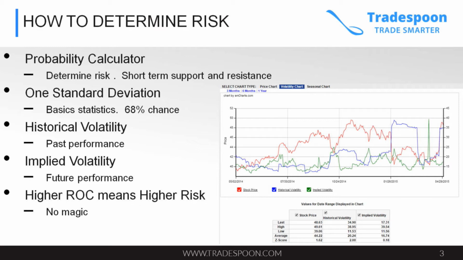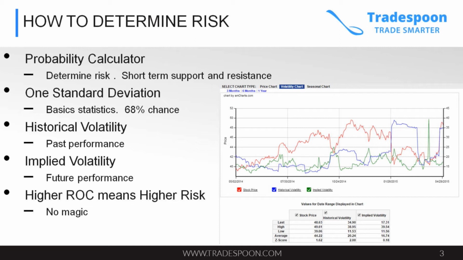What other tools are we using? One is the historical volatility. It shows you how the stock behaved in the past and how volatile the stock is. Implied volatility shows you what is the future performance of the underlying stock and how you can use this information to predict where the stock is going to be in the future.